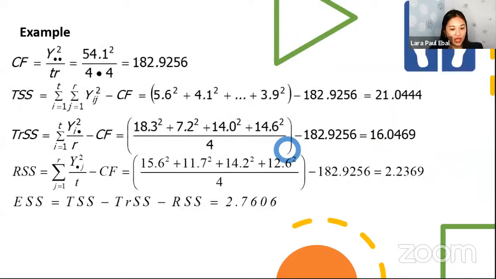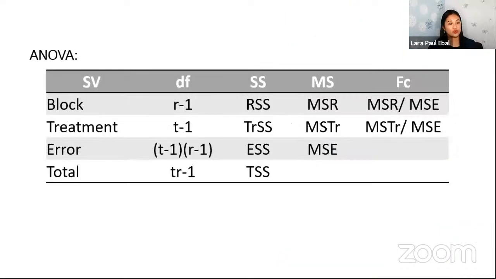Okay, so we have this. I am showing you the manual computation, in case you have time to check or verify that the results are the same in the software and in the manual computation. Okay, so we have this ANOVA table here. Take note that there is an added variation. This is the block as the source of variation.